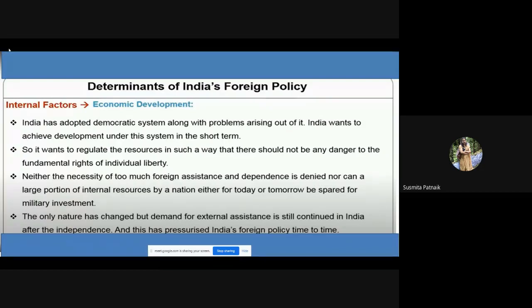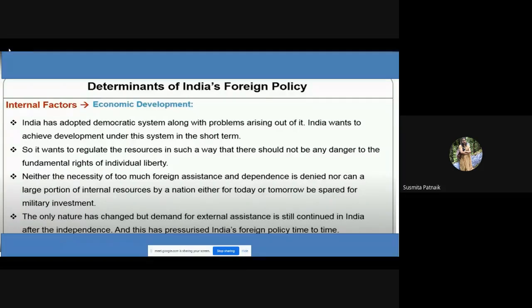So in the economic development or in the economic scenario, India wants to change some of its principles. It wants to regulate the resources in such a way that there should not be any danger to the fundamental rights of individual liberty. It has its resources, but it wants to regulate them in such a way that it will not hinder, curtail, or create problems to the fundamental rights and the liberty of the individuals.